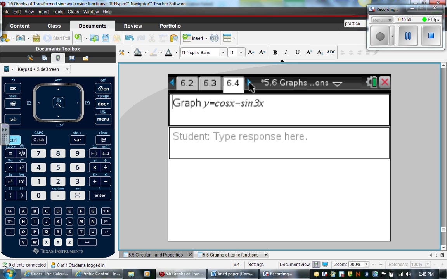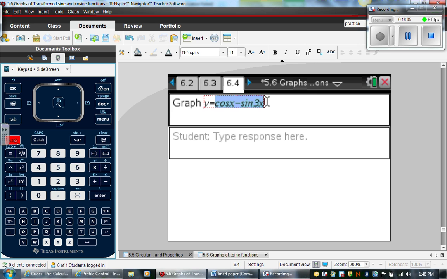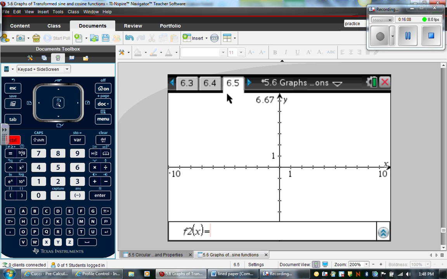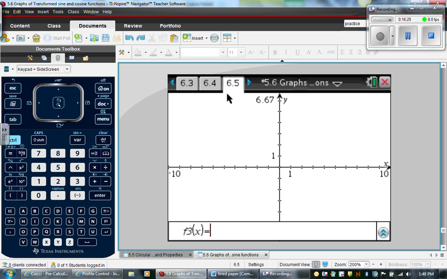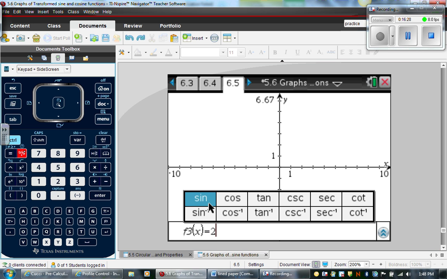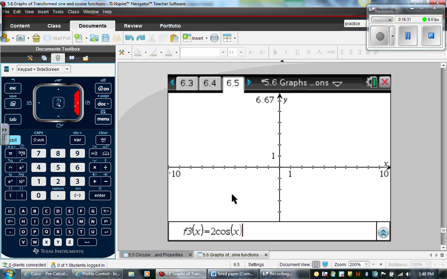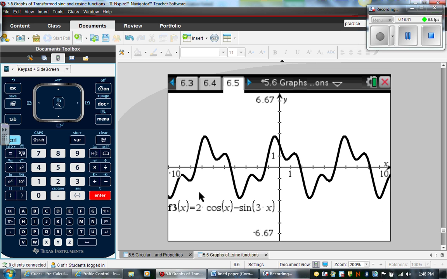The next one I want you to graph is cosine x minus sine 3x, and we're going to do this one right on our calculator. So 2 cosine x, excuse me, minus sine 3x. And here's our crazy looking graph. Again, this is just by adding those y coordinates.